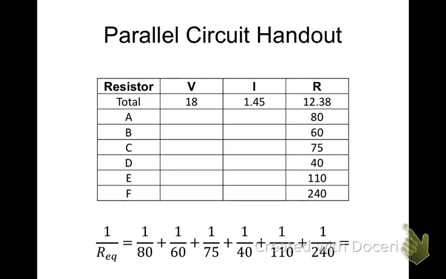No, because it's in parallel. The current splits. But what stays the same? Voltage. It's 18 volts. It is not split evenly. Some people want to take 18 over 6 and get 3 and say, okay, if it's 18 volts, 3 volts goes to each of the 6 resistors. No, it's all 18. Because remember, voltage is a surface.